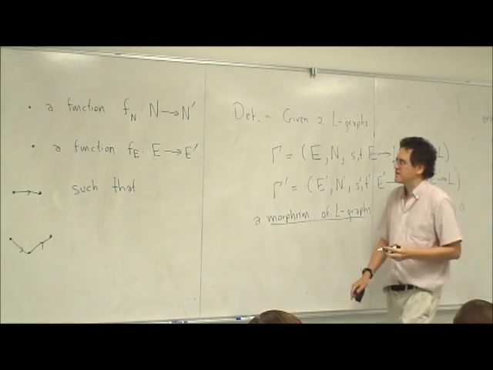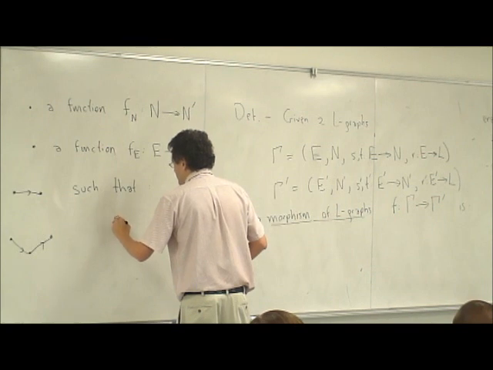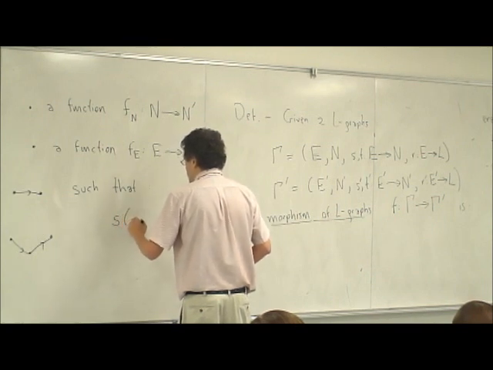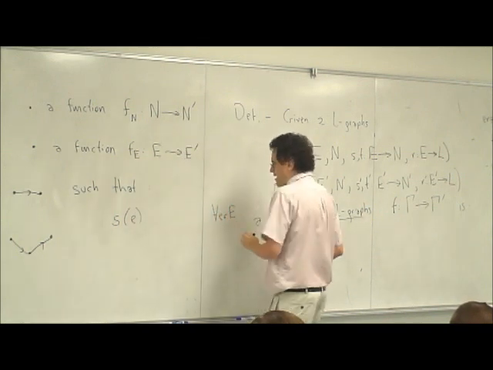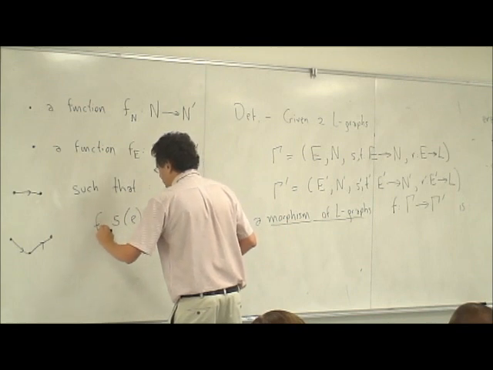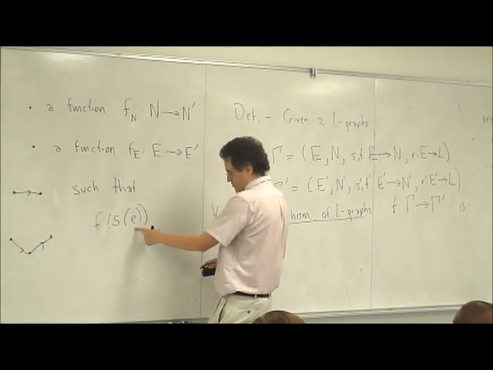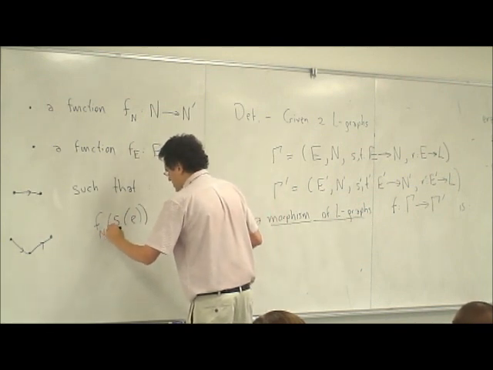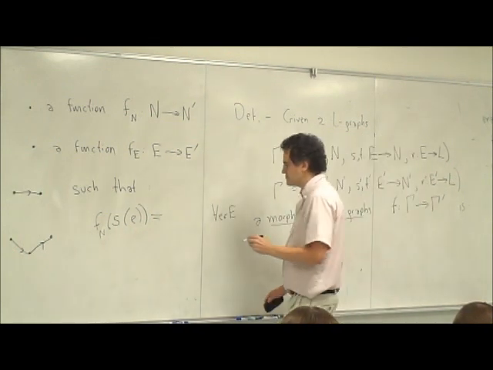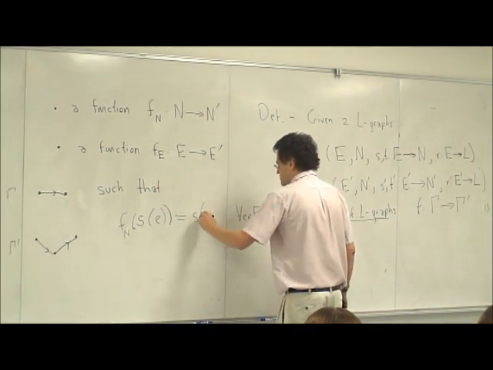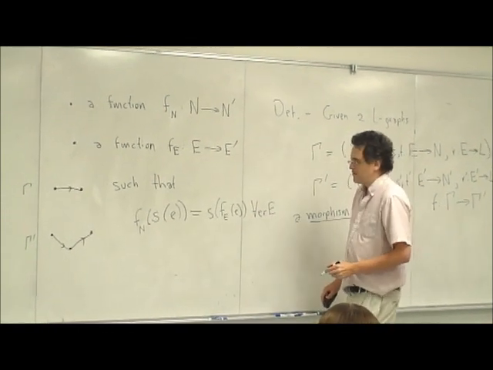So S of E should get mapped to S prime of F sub E of E. Any edge should get mapped by the map of edges. Oh no, sorry. Now it's become a node, right? Because the source of it is a node. Should get mapped to, sorry, what did you say? It should get mapped to S prime of F sub E of E. Yeah, I think that's right. So, S prime, yeah, S prime.